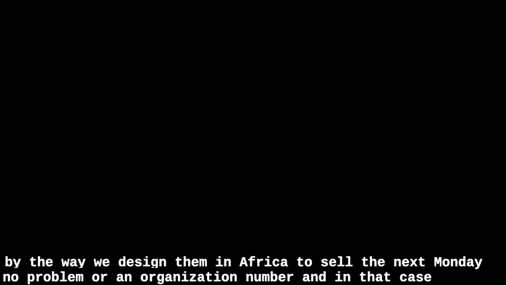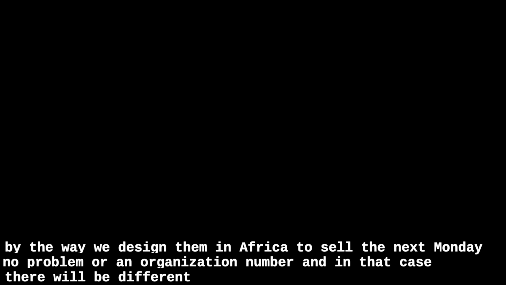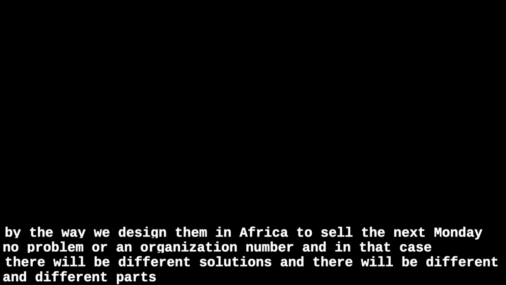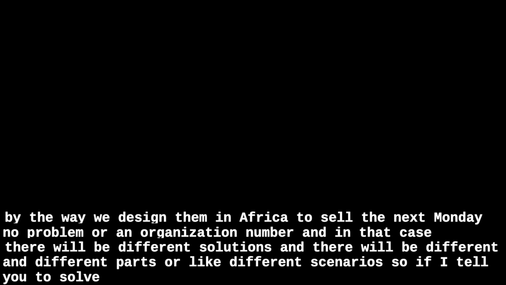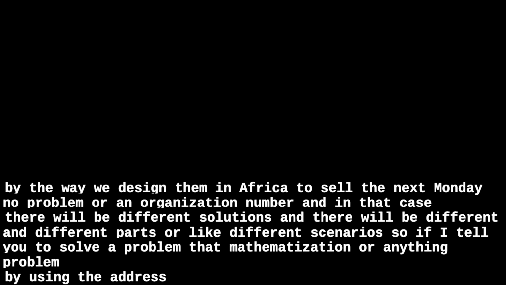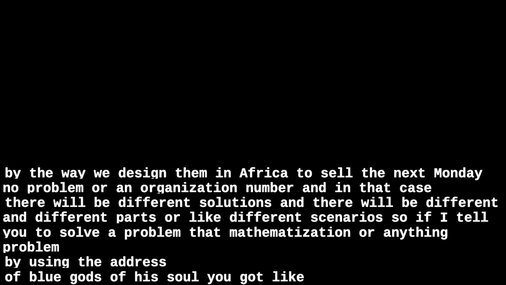Whether we design an algorithm to solve the maximization problem or a minimization problem, in that case, there will be different solutions and there will be different parts or different scenarios. So if I tell you to solve a maximization or a minimization problem by using the algorithm, you got like this problem.